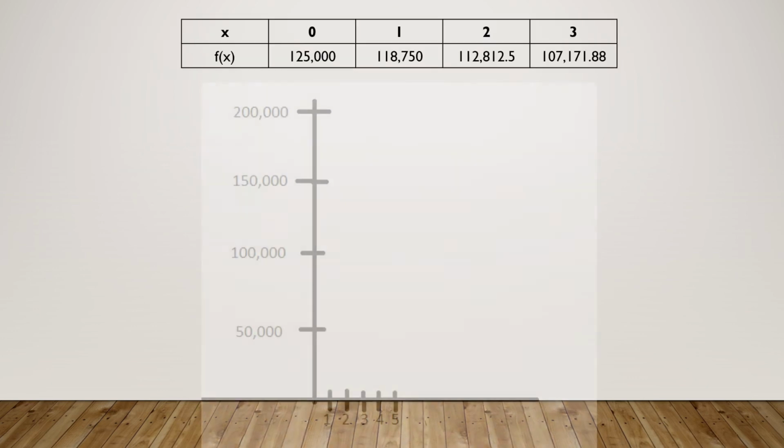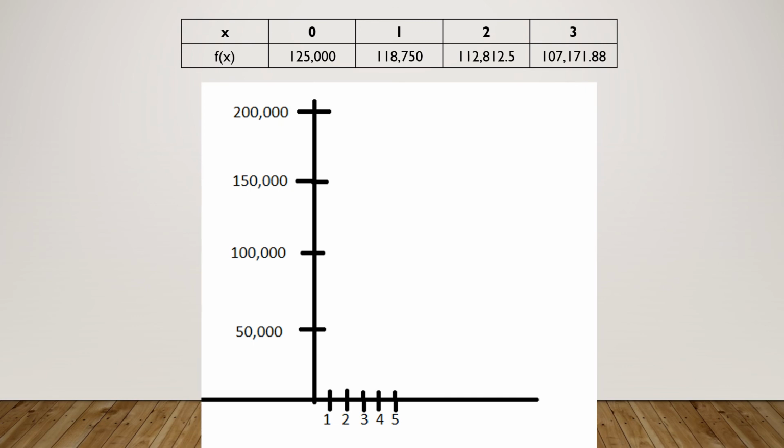So, pag na-plot natin sa Cartesian plane, we have 0, 125,000, 1, 118,750 pesos. We have 2, 112,812 pesos and 50 centavos. And 3, 107,171 pesos and 88 centavos. So, ganito yung magiging itsura ng graph natin.